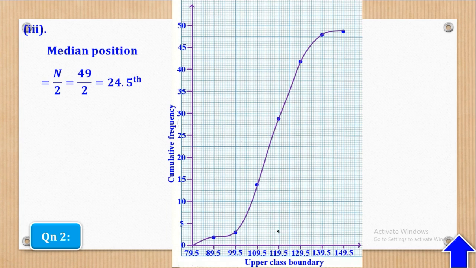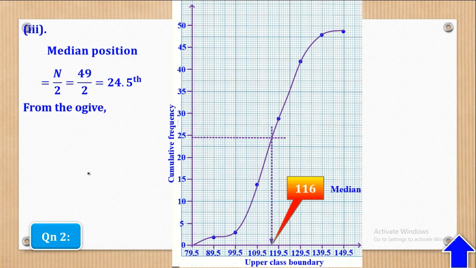So when we do that, we shall locate 24.5 and take a horizontal line there, dotted line, then drop a perpendicular to meet the horizontal axis and read off that value. So that value will be your median. So you shall come here and say that from the Ogive, the median height will be got by that. So this formula is to help you get the final median of 116 centimeters.